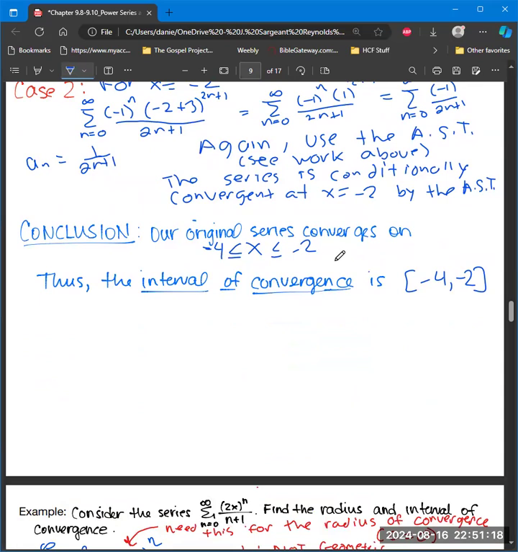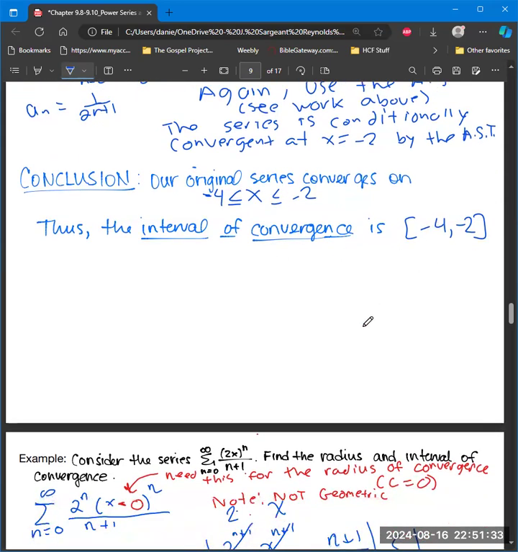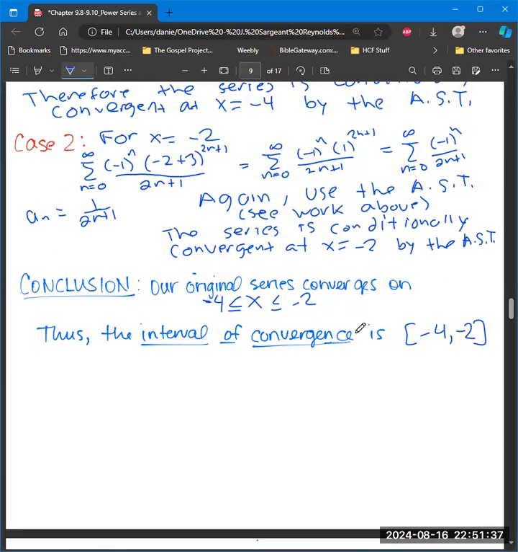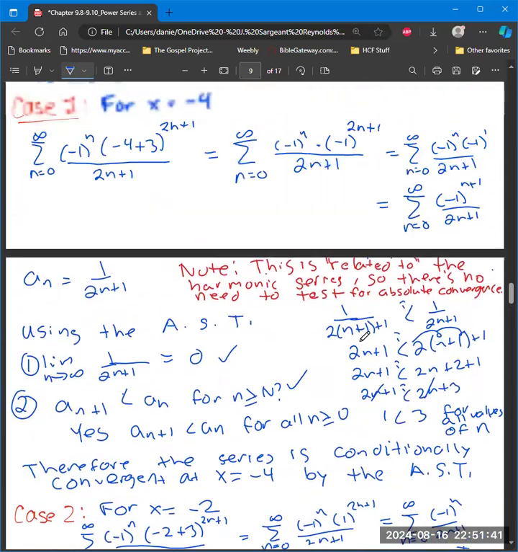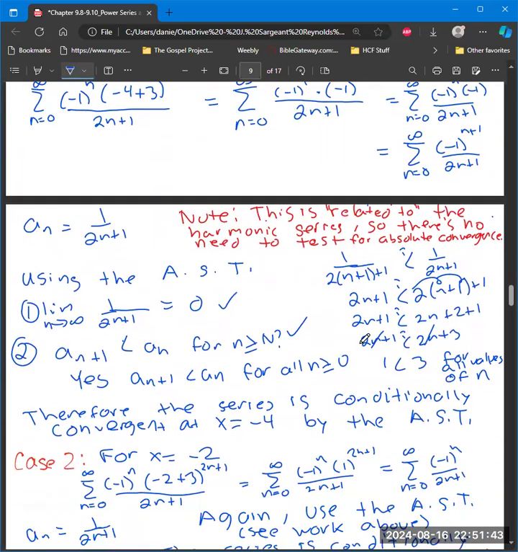So, conclusion: our original series converges on the closed interval -4 to -2, where you can write it as -4 is less than or equal to x is less than or equal to -2. That's the interval of convergence. The radius of convergence here is going to be this number right.